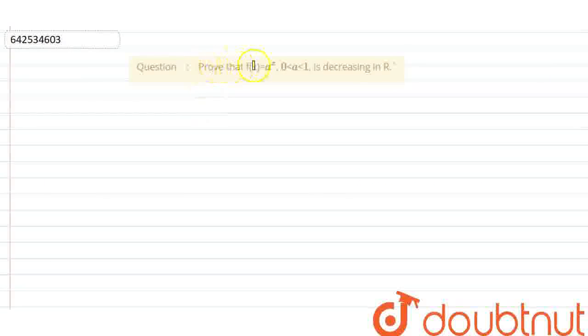Hello everyone. Question says that we have to prove that the function a raised to the power x, where a is lying between 0 and 1, is always decreasing. That is, throughout the real number line, it is decreasing.